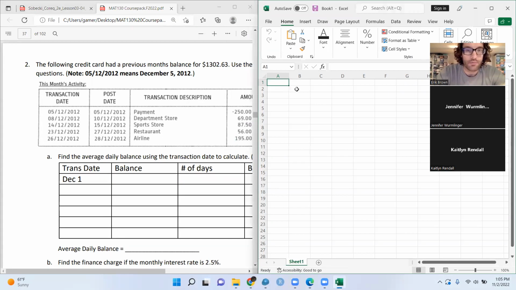I groaned about this problem because this problem is just such a fun problem. Not because I expected anyone to know it. So let's see, date, balance, number of days, and then balance times days.